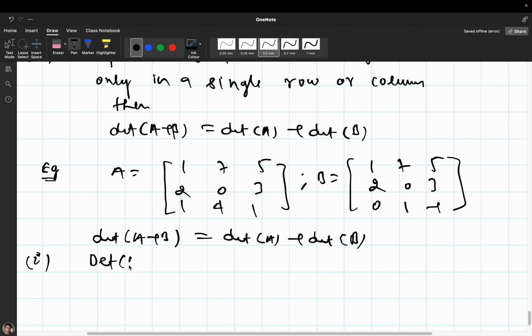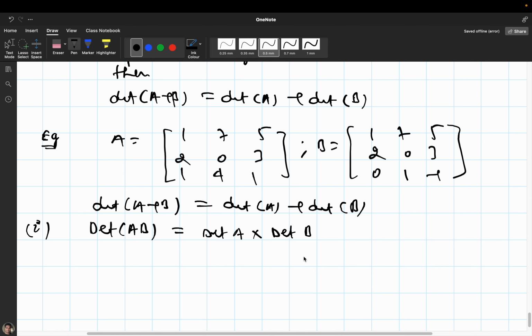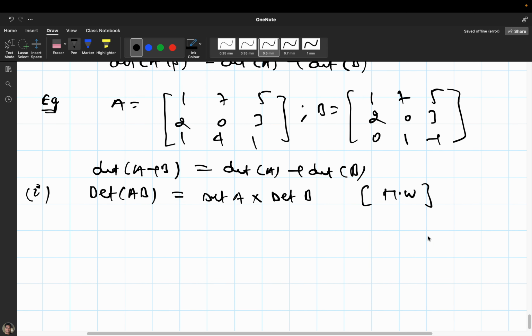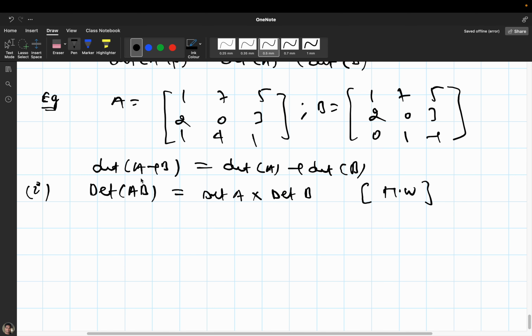Next, the determinant of AB is equal to the determinant of A times the determinant of B. It is fine. I will give you this as homework: prove how this happens. Because if I prove all of this, then I don't have the time.